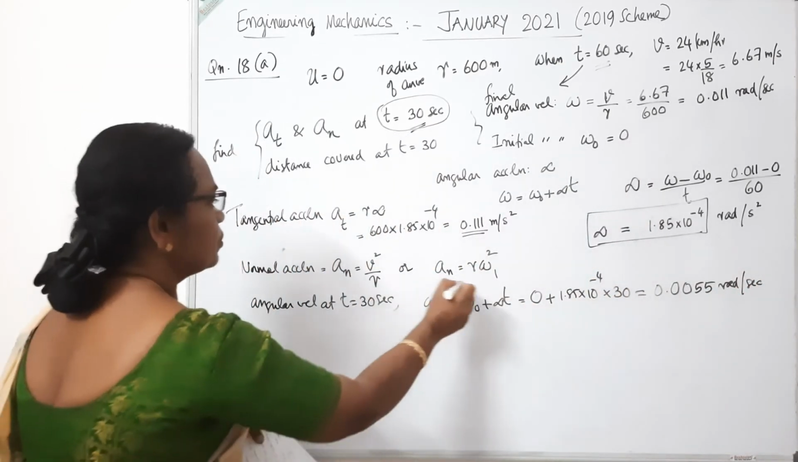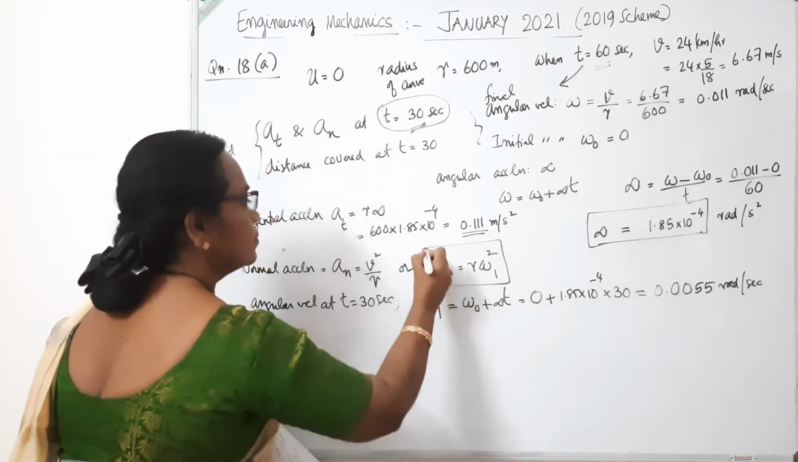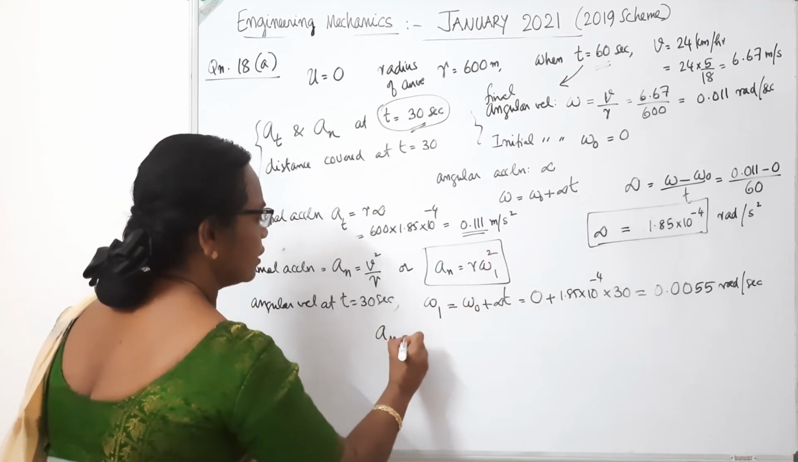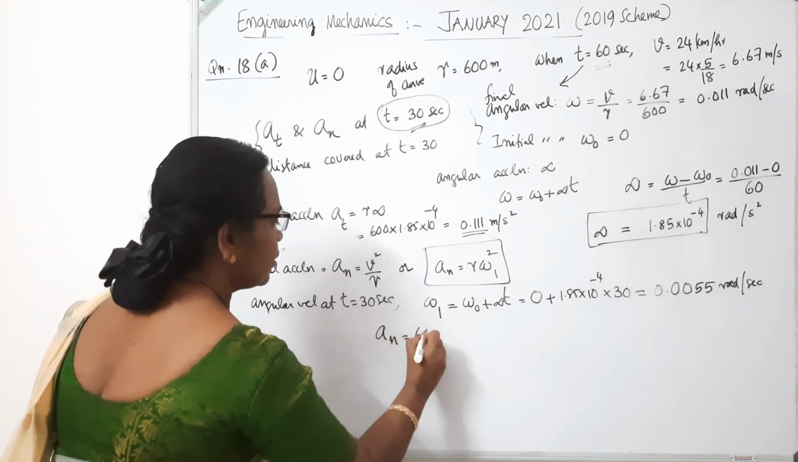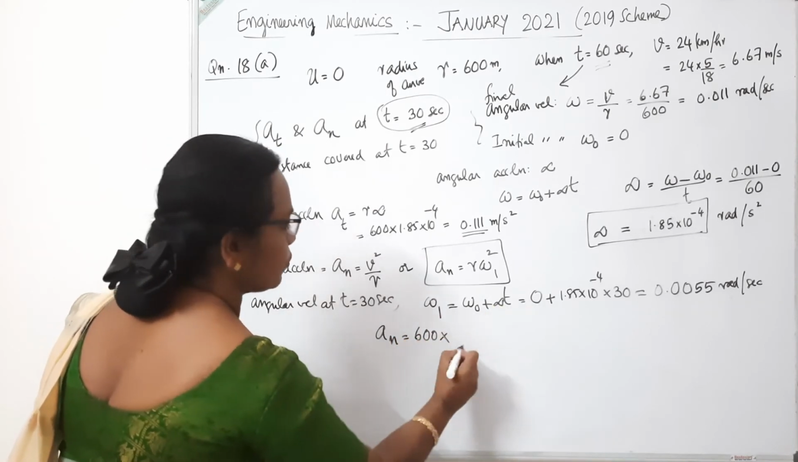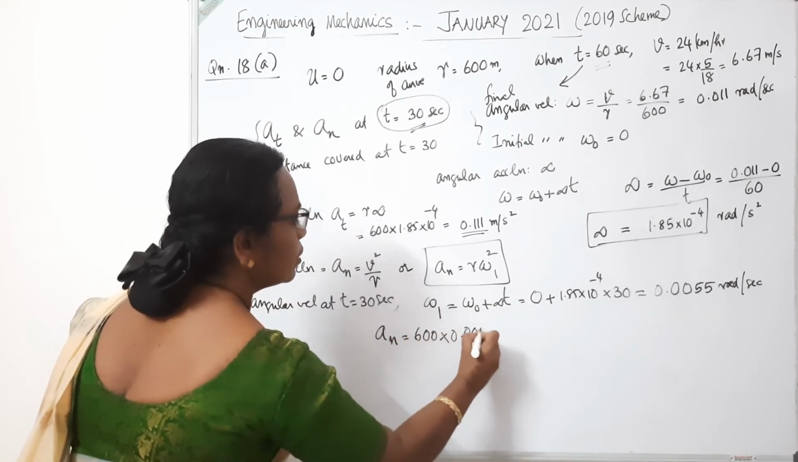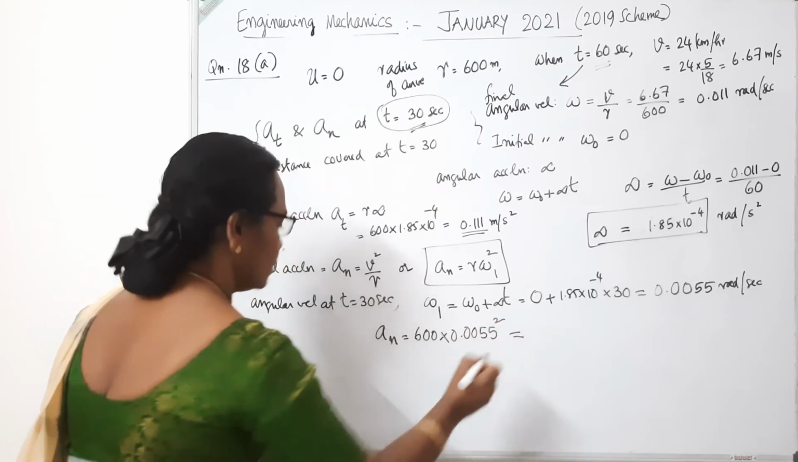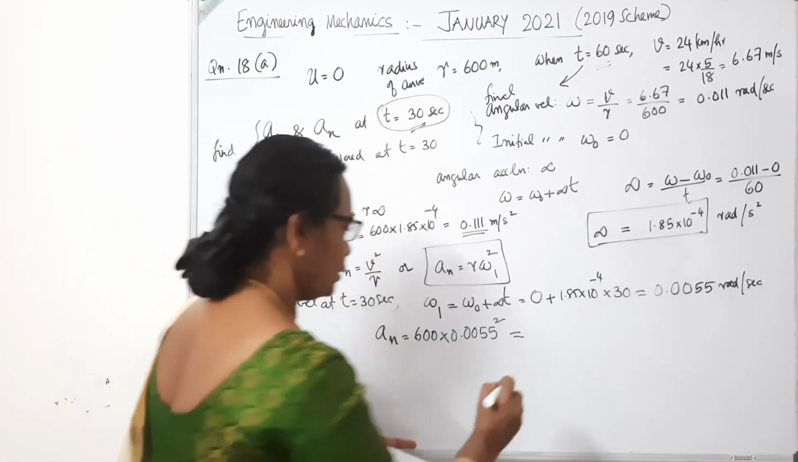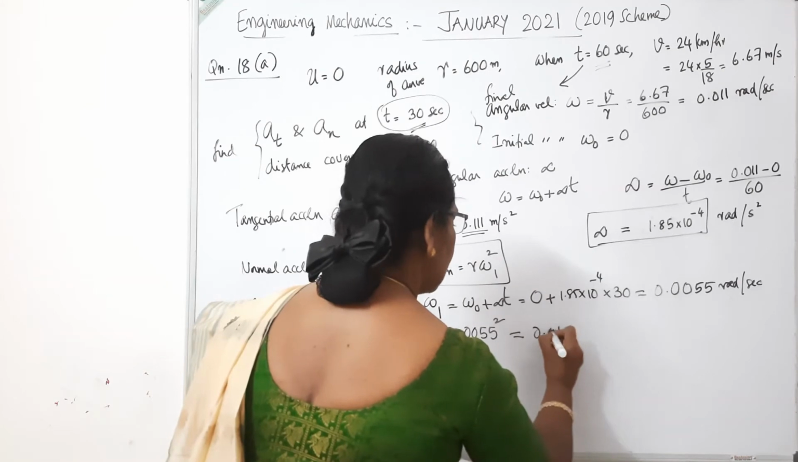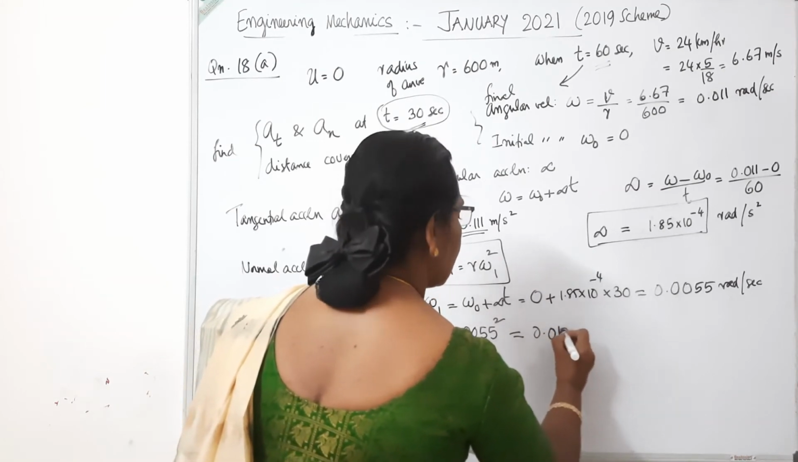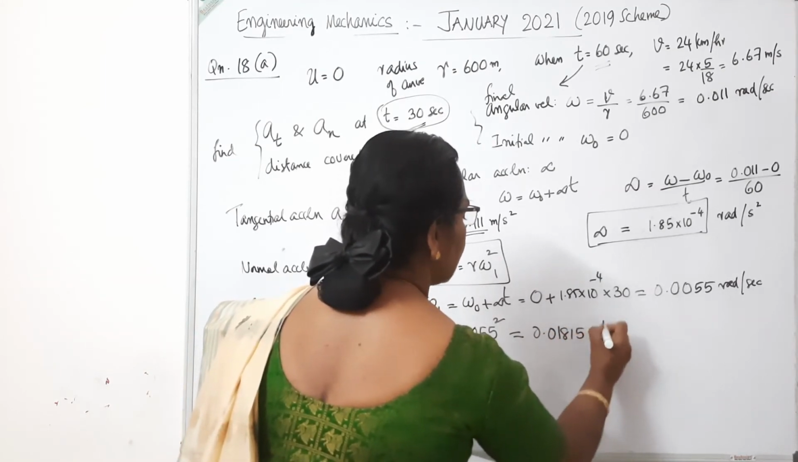Therefore, substituting here, normal acceleration is equal to 600 r into omega square, 0.0055 square. It will give the value 0.01815 meter per second square.